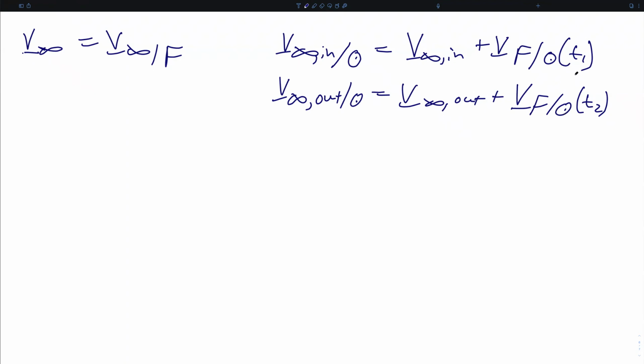two approximately equal. Then we can say the total change in velocity magnitude with respect to the sun is given by the magnitude of the difference between the V infinity out vector and the V infinity in vector. And these are the ones with respect to the planet. And these two terms cancel out as long as we assume that T1 and T2 are very close in time.